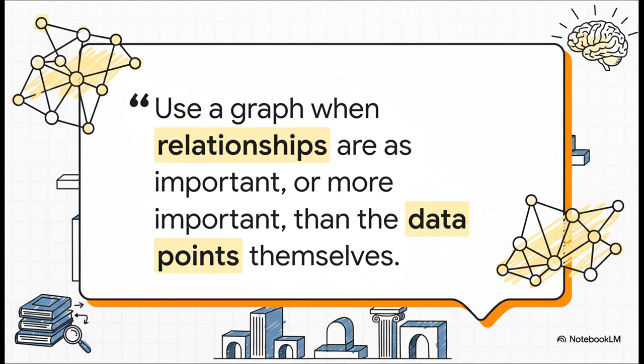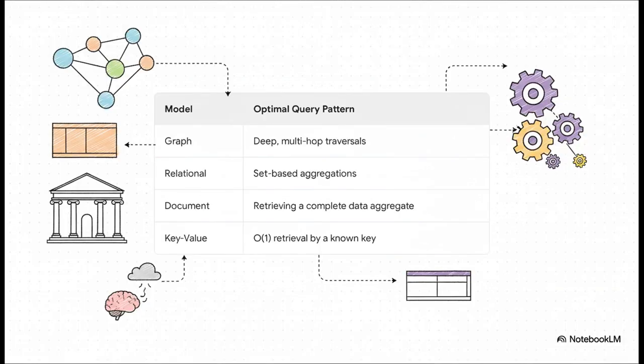Okay, so here it is, the golden rule. If you walk away with just one thing today, let it be this. If the connections, the paths, the hidden networks, if that's where the real value is in your data, then you need a graph. Period. So here's a little cheat sheet to help you decide.